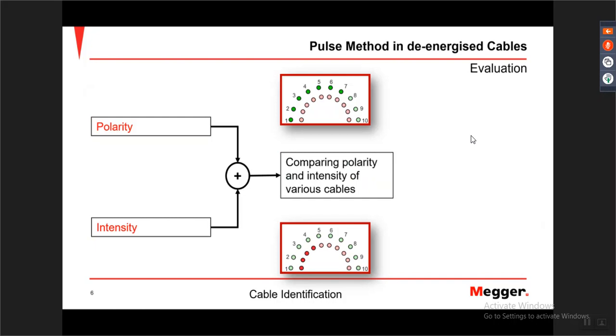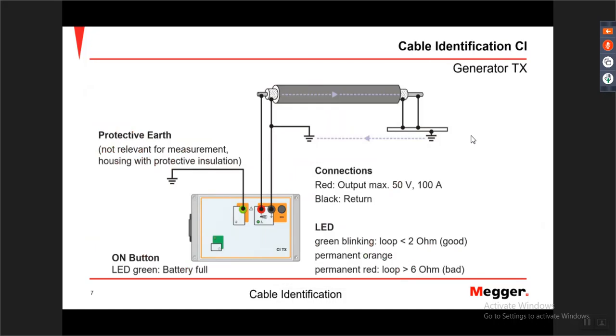The generator itself. You have a protective earth. This is nothing to do with the measurement. This protects the operator and the equipment. If there is any induced voltage that comes back into the equipment, it is put down to earth. The on button is a green button and it shows that the battery is full.